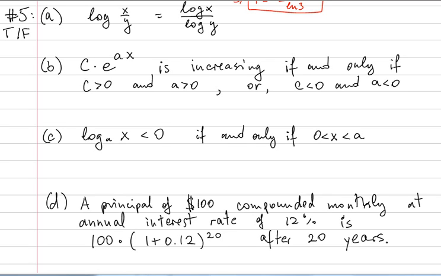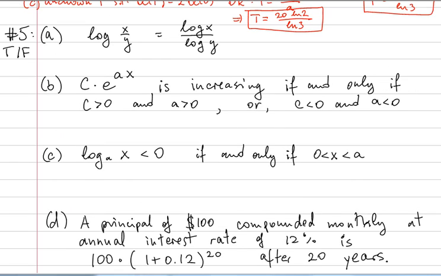Here are some true-false questions. First of all, is it true that log of x over y equals log x over log y? This should be false. This is false, because the way to simplify log of x over y is log of x minus log of y. The logarithm turns products into sums and quotients into differences.